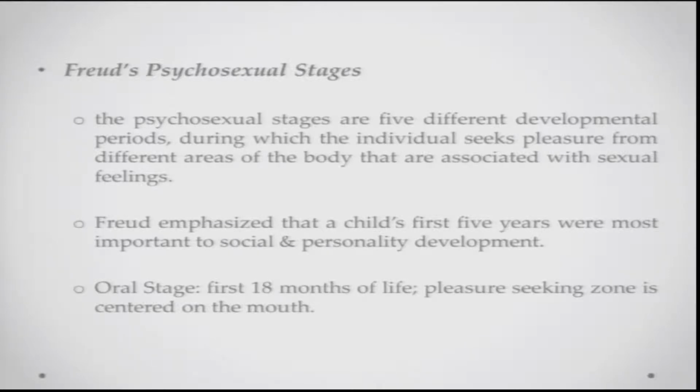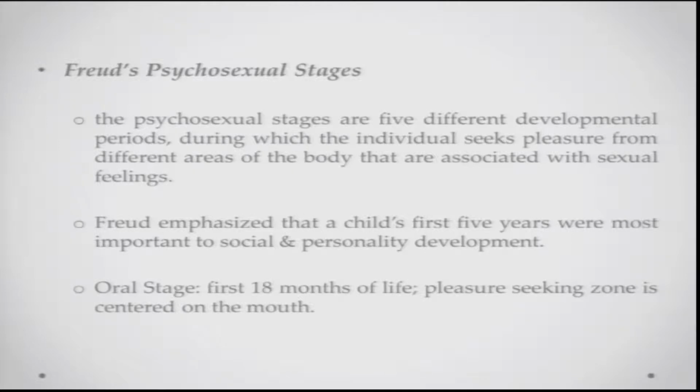Sigmund Freud basically talks about social development in terms of psychosexual stages. Freud believed that social development has a lot to do with the sexual development of the child, and the sexual development of the child has consequences for the psychological makeup of the child. So, that is the link he is trying to make. The psychosexual stages are 5 different developmental periods during which the individual seeks pleasure from different areas of the body that are associated with sexual feelings, and this interaction accumulates into the social and personality development of the child. The first stage is the oral stage.